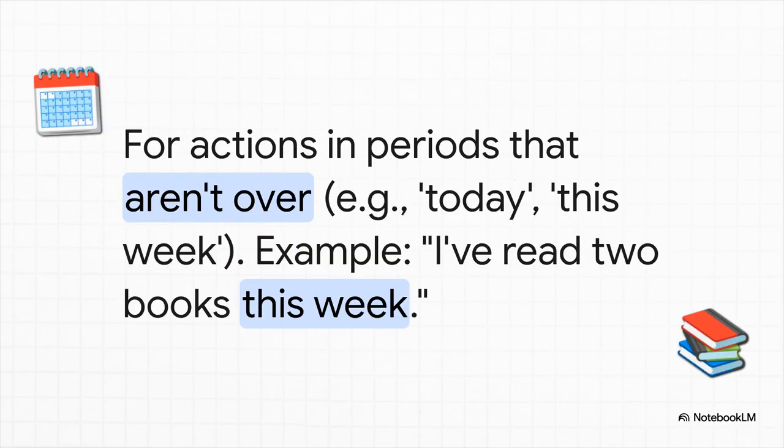Blueprint 3 takes that same idea and just shrinks it down. Time periods like today, this month, or this week are also unfinished. So if it's Wednesday and you say, wow, I've read 2 books this week, you're using the present perfect because the week isn't over. You might even read another one. That unfinished week is your bridge.